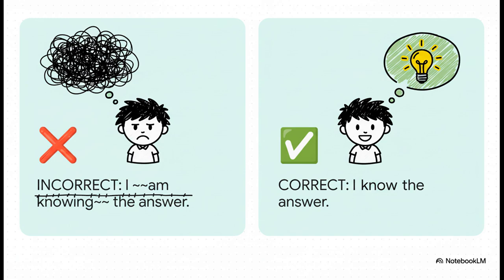So because these verbs are all about a state, not an action, we almost never, ever use them with that ing ending. You just wouldn't say, I am knowing the answer. It sounds, well, wrong. You just say, I know the answer. So the rule of thumb is, for stative verbs, you're going to stick with the present simple.